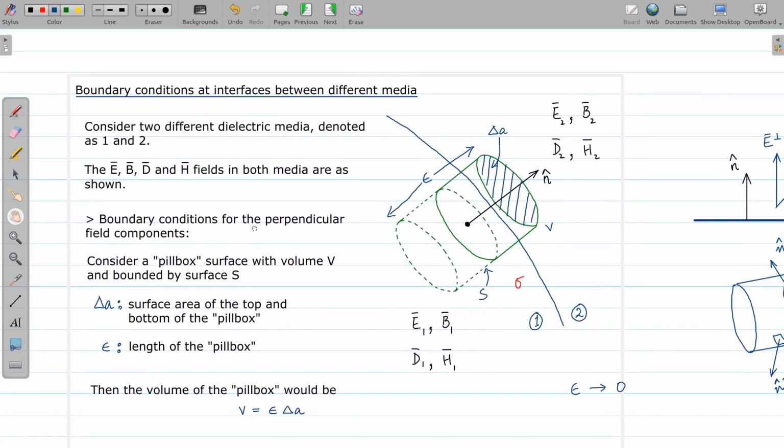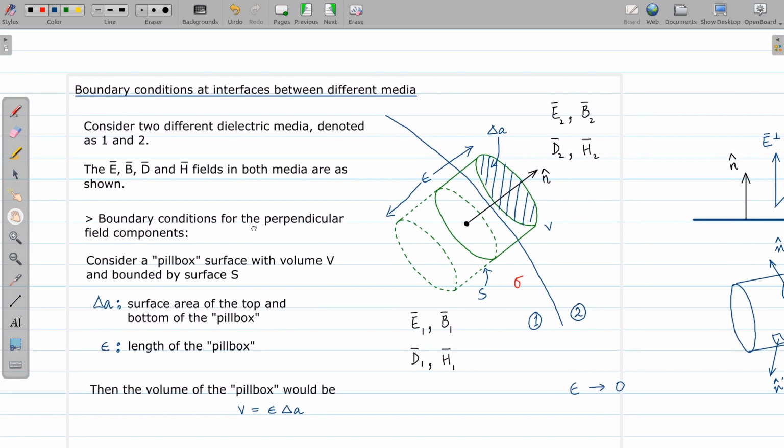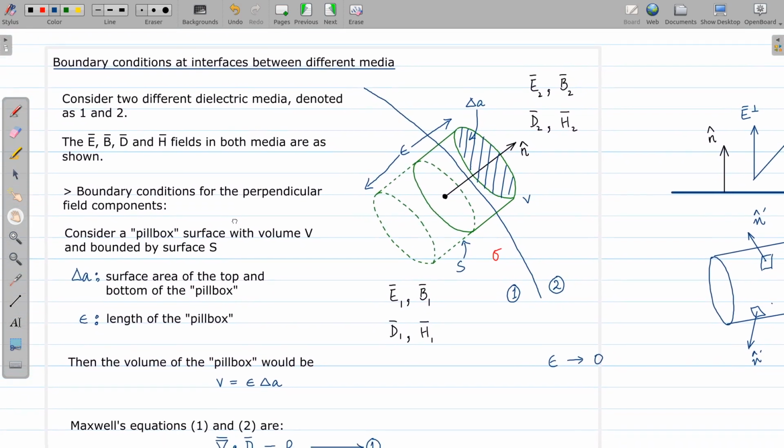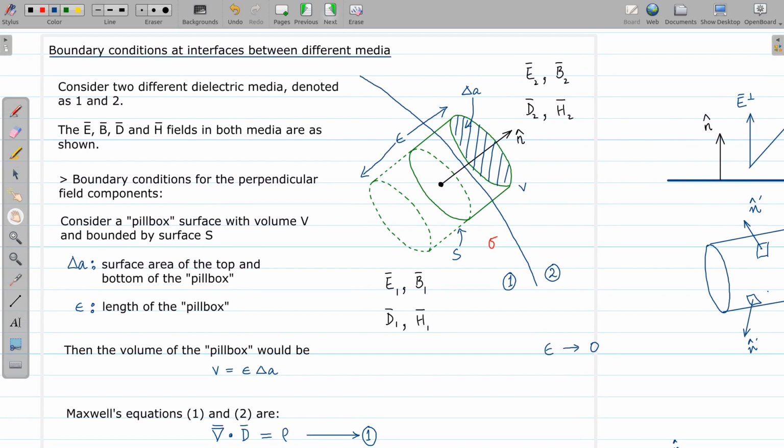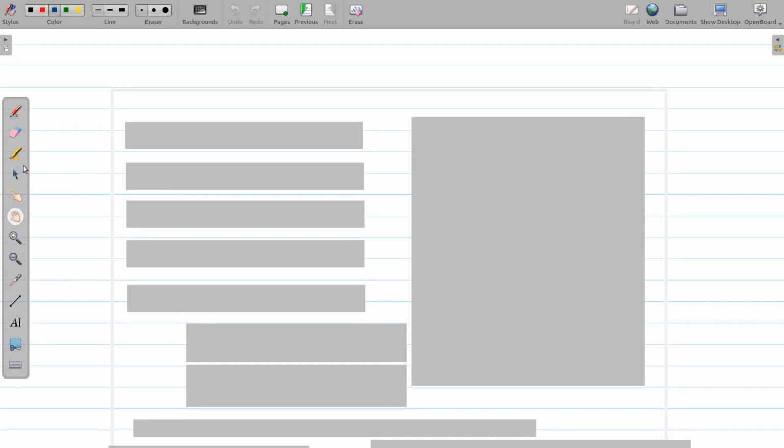So that's about the boundary conditions for the normal components of the field, the electric and the magnetic fields. Now let's look at the tangential components. So boundary conditions for the tangential field components.